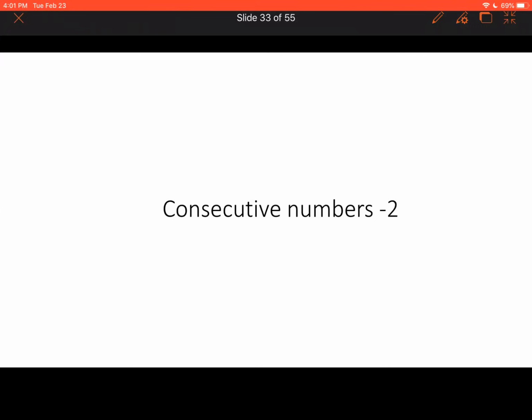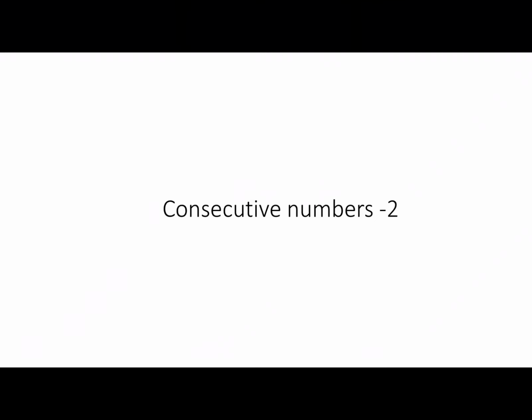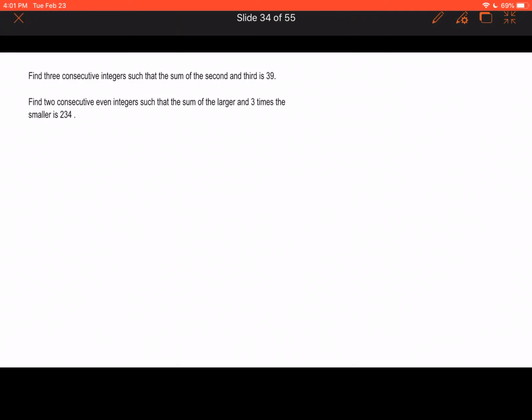In this video, we are going to see the continuation of word problems related to consecutive numbers. Find the three consecutive integers such that the sum of the second and third is 39. So it's just consecutive integers. We are going to guess the three numbers as n, n plus 1 and n plus 2. This is the format of writing consecutive numbers.